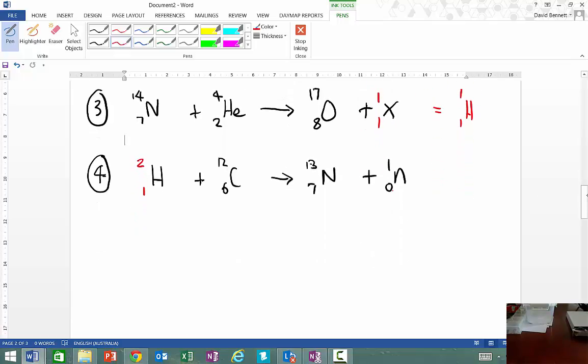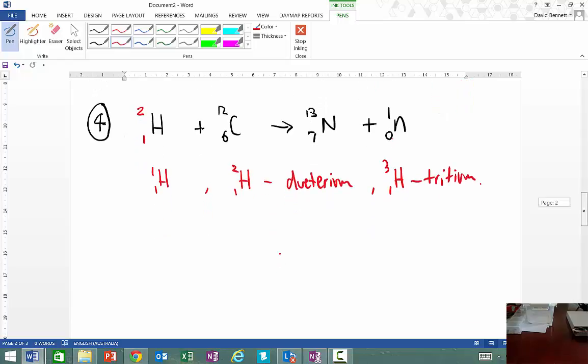Now, with hydrogen, there are 3 common isotopes of hydrogen. So that's just hydrogen. And then we have this one over here, which is H-2, that's called deuterium. And then the third one, which is H-3, that's called tritium. And these are quite commonly used when we start looking at nuclear reactions and so on. Alright, get the idea there? So we're adding and subtracting, making sure we're balancing out the atomic number and the atomic mass with these.